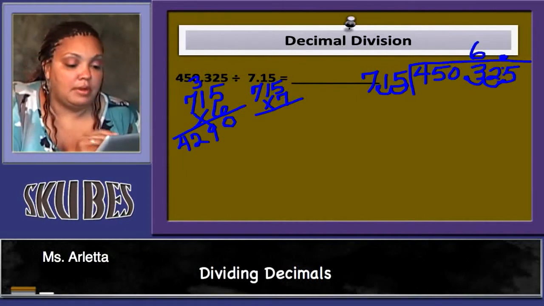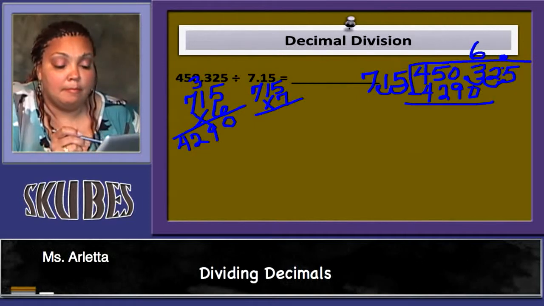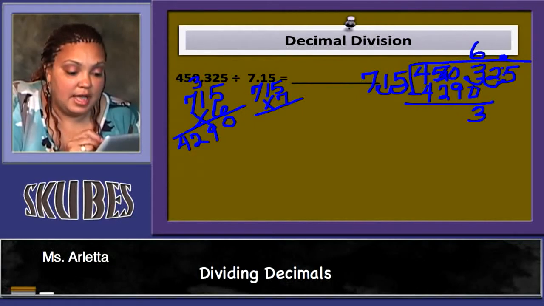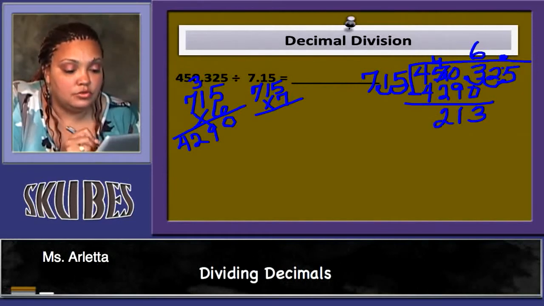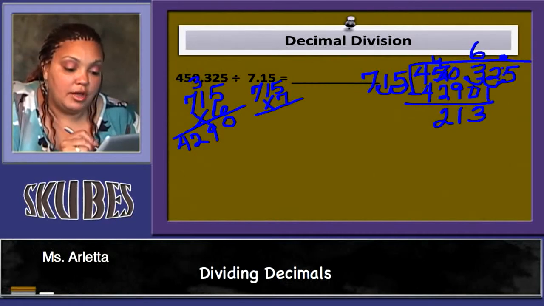We've already multiplied it, so copy it down, and before you subtract, now we need to subtract. 3 minus 0 is 3. 10 minus 9 is 1. 4 minus 2 is 2, and 4 minus 4 is 0. We need to bring down our 2.